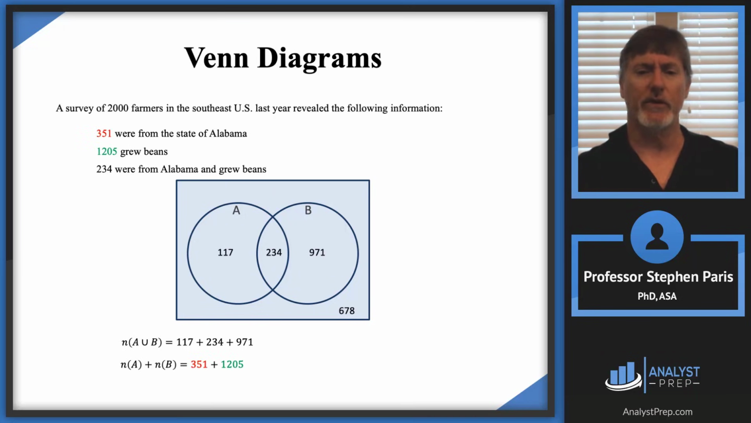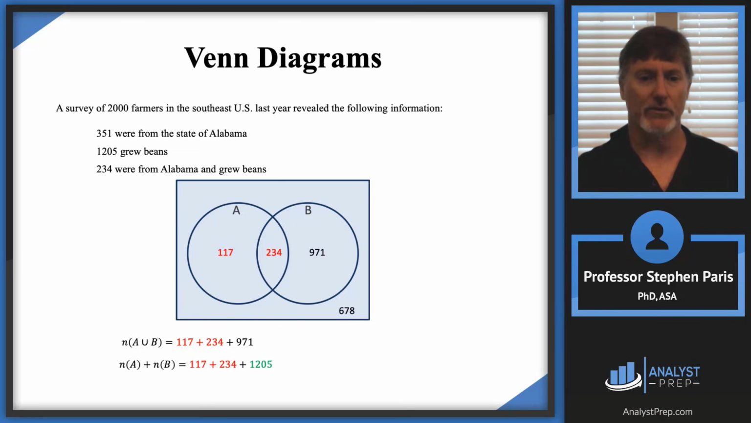So let's look at the 351 first, that I have highlighted in red. The 351 are the Alabama farmers. So if I look at my Venn diagram, that's going to be the 117 plus the 234 there. And so what I'll do is let me replace that 351 in the bottom equation with that 117 plus 234.